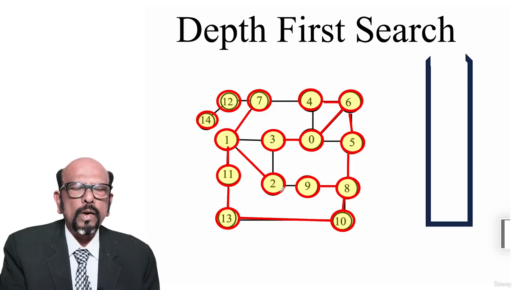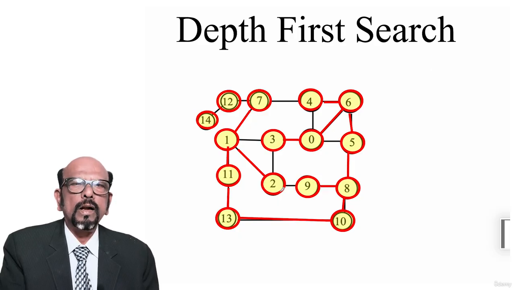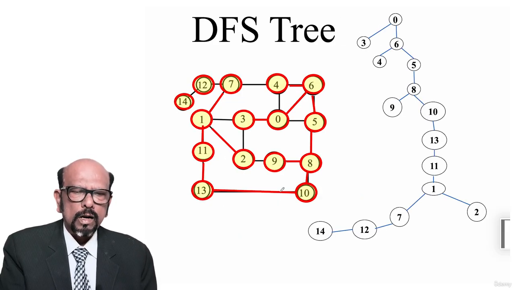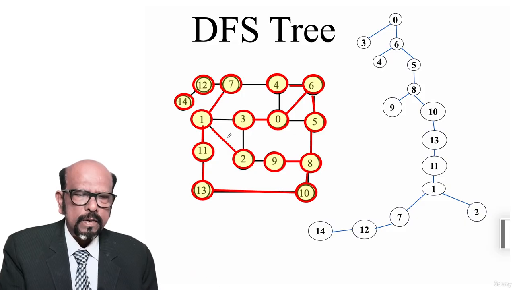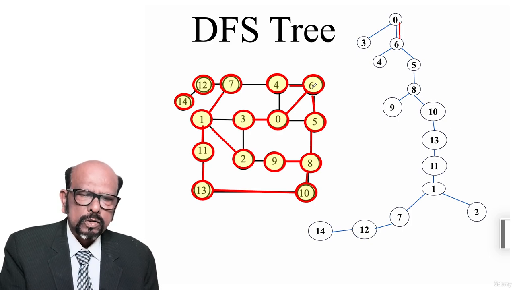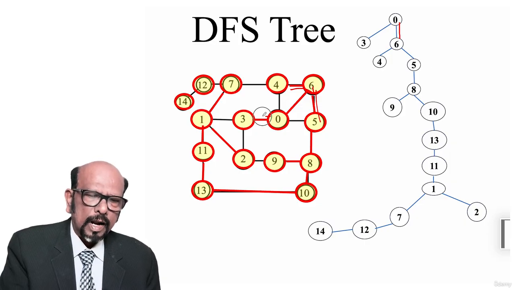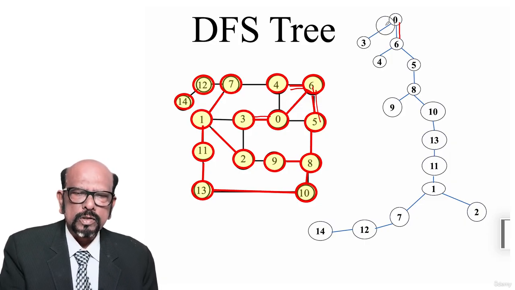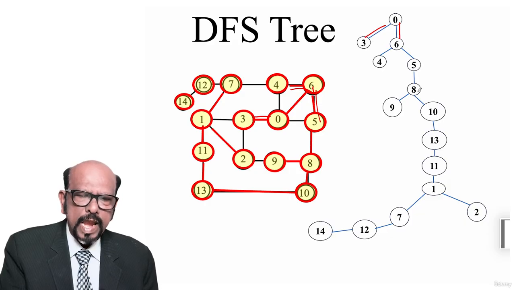Now, what am I going to do? The final tree has been got. Look at it. How is the tree? 0. From 0, we go to 6. Look at it. 0 to 6. Then 6 to 4 and 5. Look at it. 6 to 4 and 5. And also another branch to 3. So 0 to 3. Then 5 to 8.